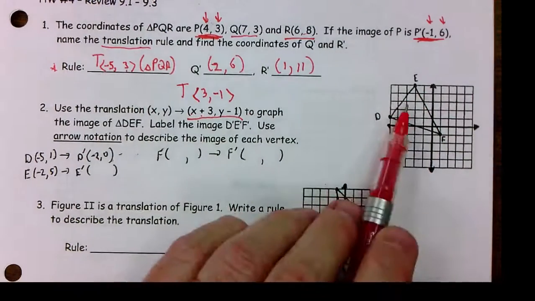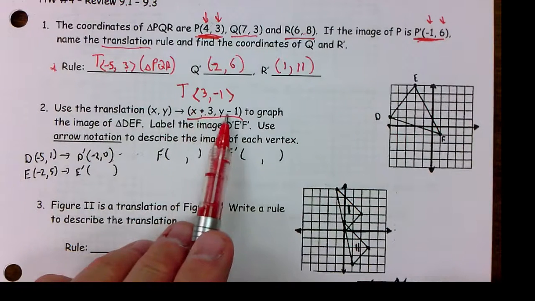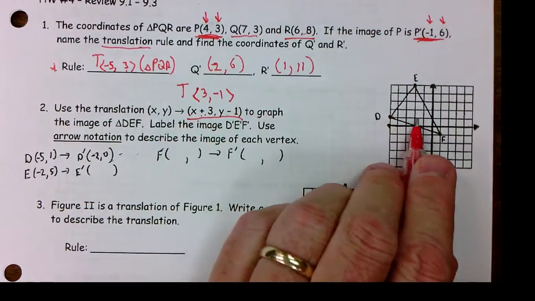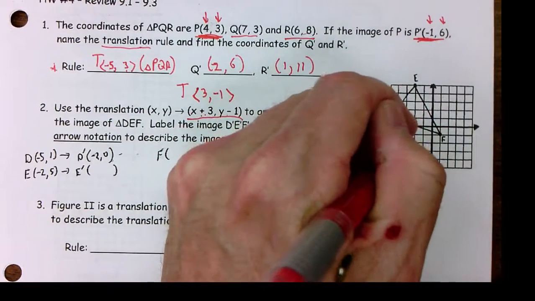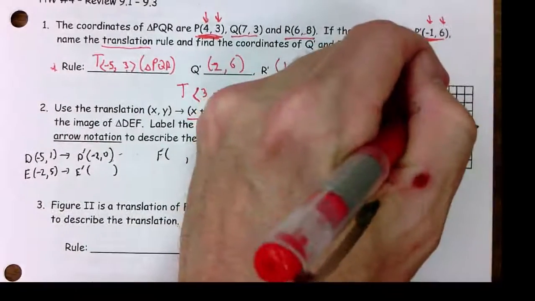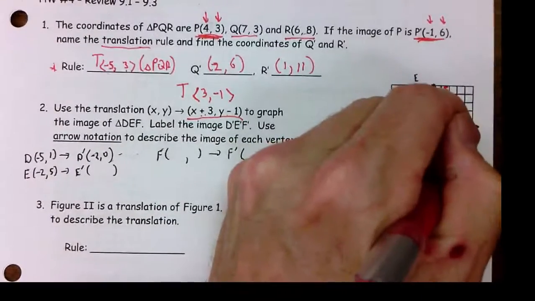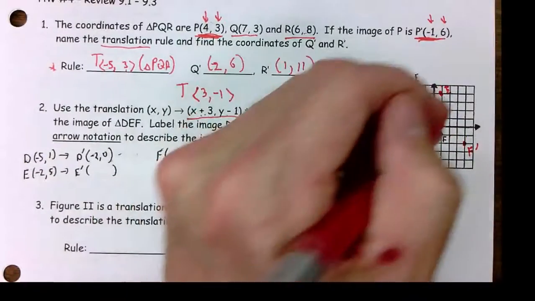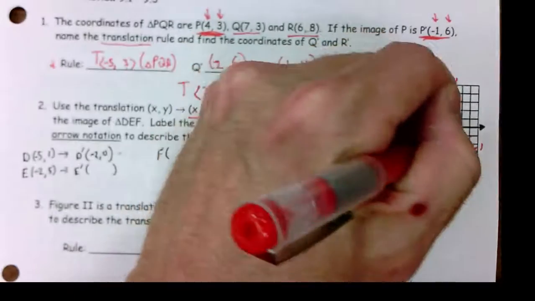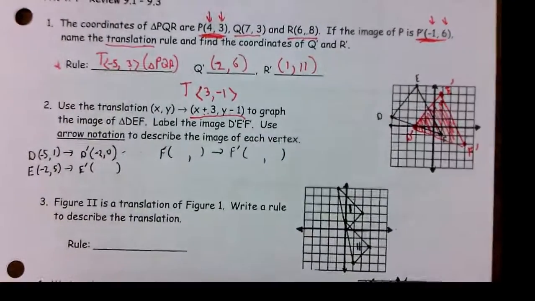So I need to take this triangle over here, and I need to move it 3 to the right and down 1. So I'll start with point D, and I'll go 3 to the right and down 1. And point E will go 3 to the right and down 1. And F will go 3 to the right and down 1. And I have D prime, E prime, F prime. Let me go ahead and connect those. And there is my translated triangle.